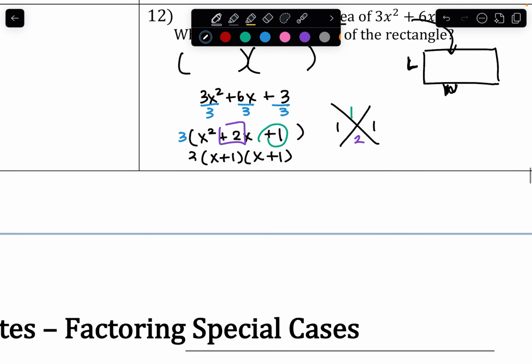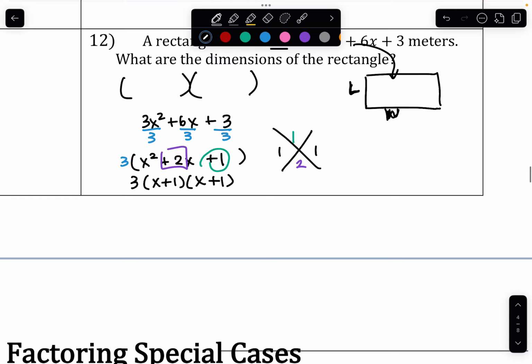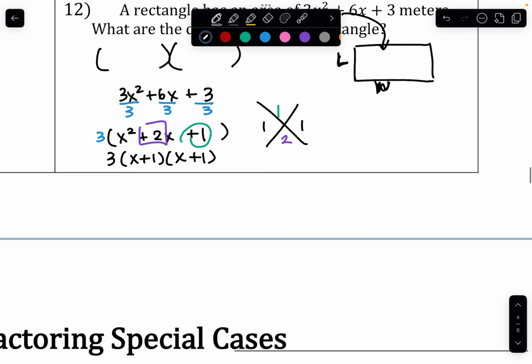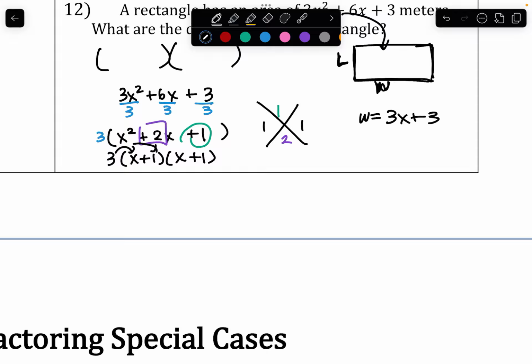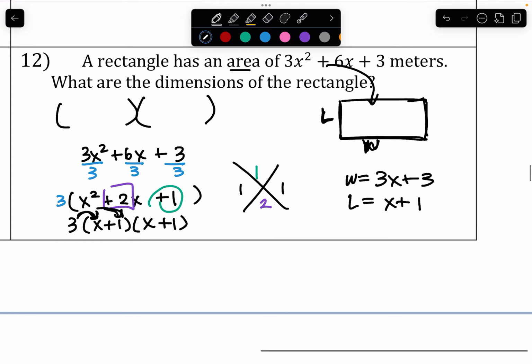And so for the dimensions of the rectangle, we do have that GCF of 3. And so because we're not talking about a square, and we have this extra factor here, you can distribute that to either one of the parentheses. And so if you wanted to make the width be the 3x plus 3, and the length be the regular x plus 1, or vice versa, one of them will have that factor of 3 distributed to it, but not both. Okay, and so the dimensions of the rectangle are 3x plus 3 and x plus 1.